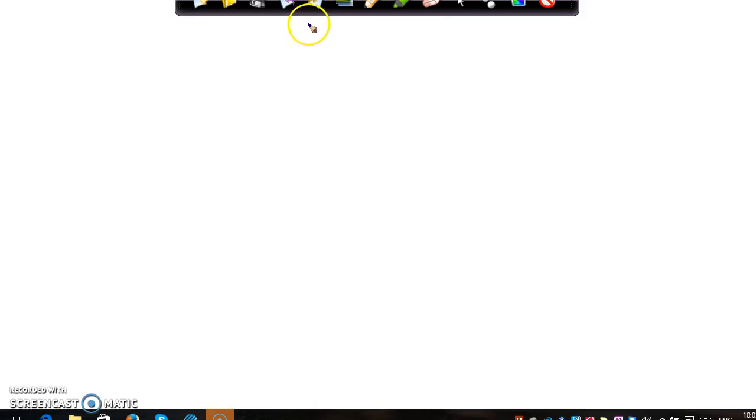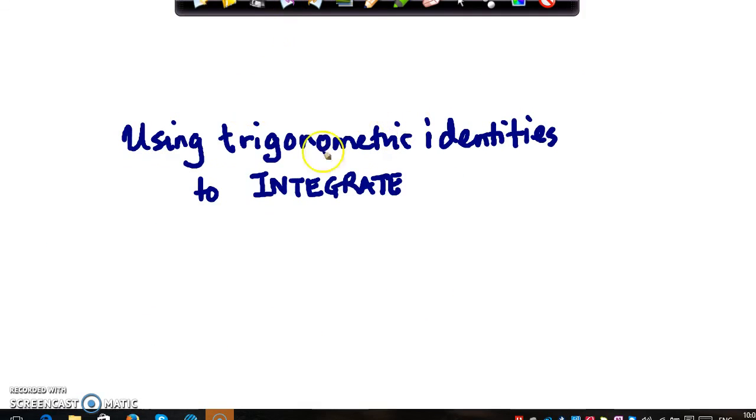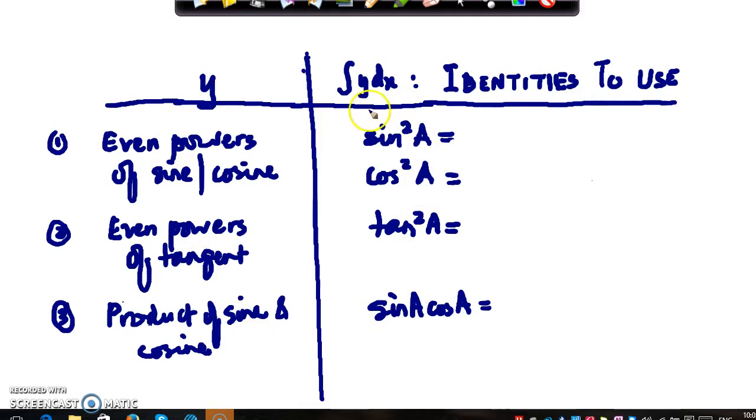We're going to look at 3 types of identity that you can use to integrate a certain type of trig function. Okay, let's take a look at the topic. So our topic is using trigonometric identity to integrate. These are the identities we are looking at.